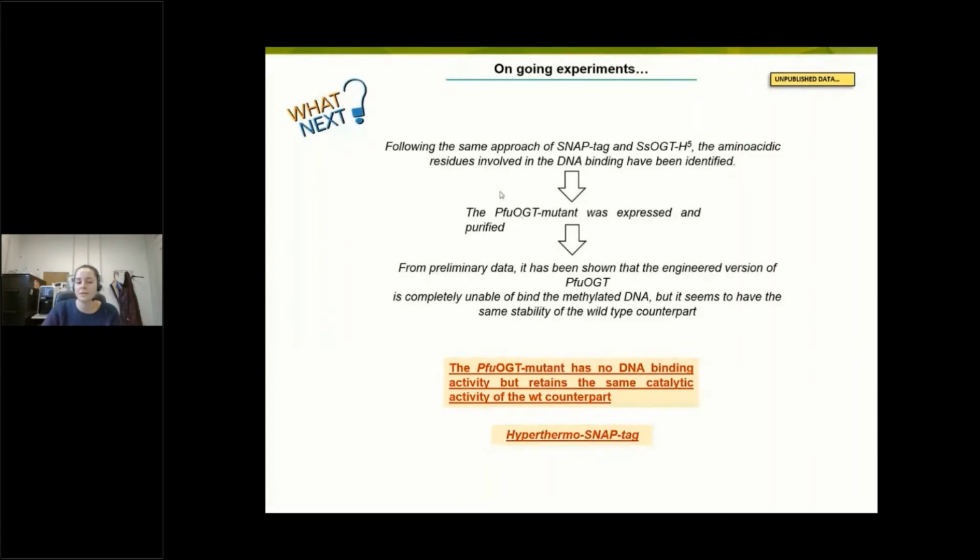and purified this mutant. And from preliminary data, we have seen that effectively this mutant is unable to bind DNA, but shows the same stability as the wild-type counterpart. So it can be proposed as the first hyperthermo SNAP-tag identified so far.